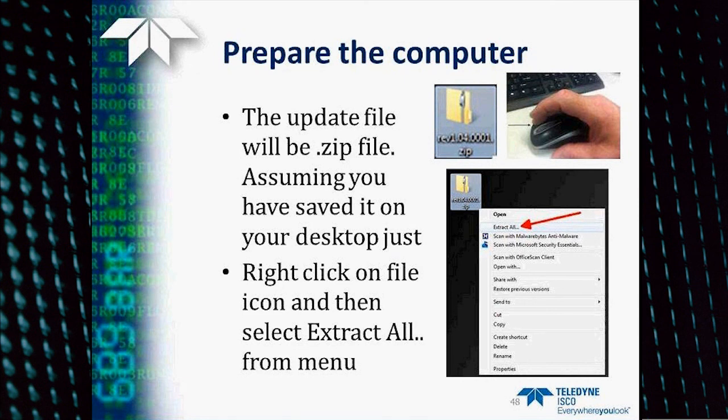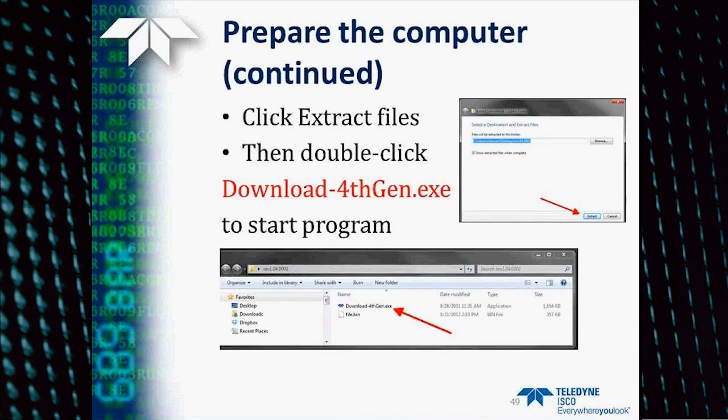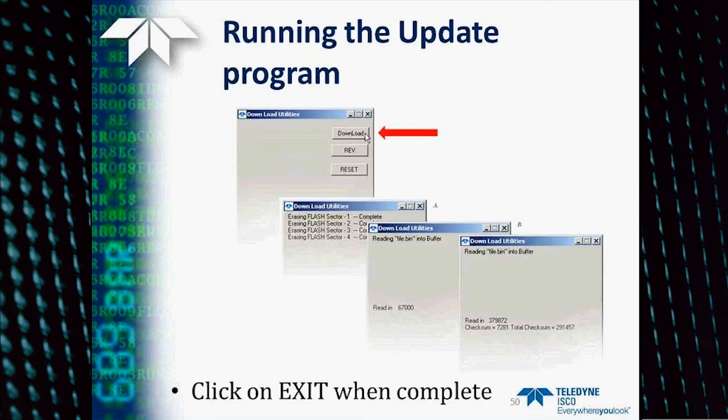So you right-click on this file, and then you select Extract All from the menu that appears. Then you click the Extract button down in the lower corner to extract the file. At this point, you should see the screen at the bottom, where you then can click on this Download-4th Gen to start the program to actually transfer the program to your controller.